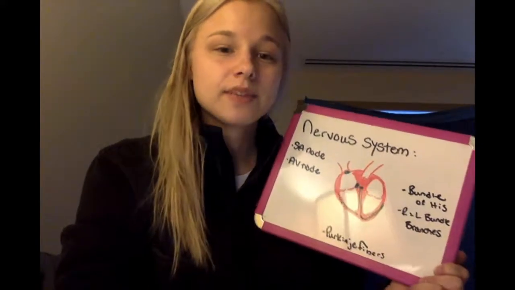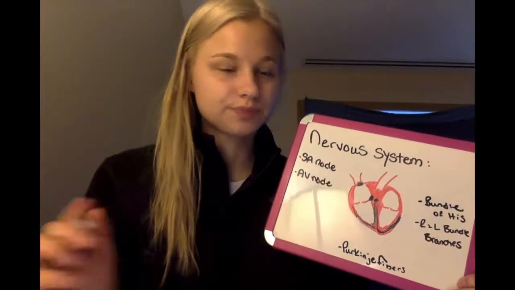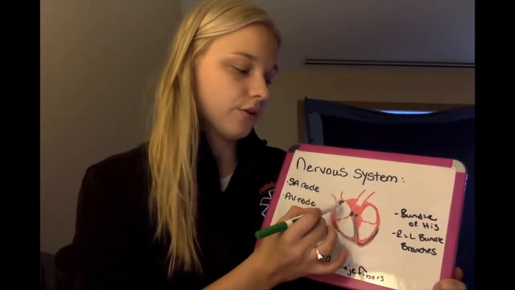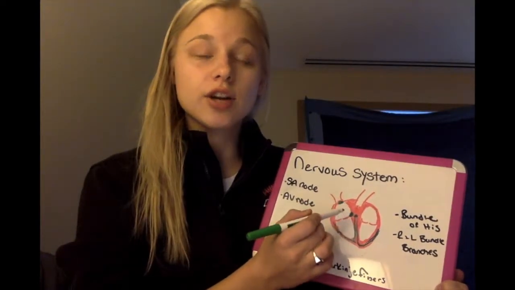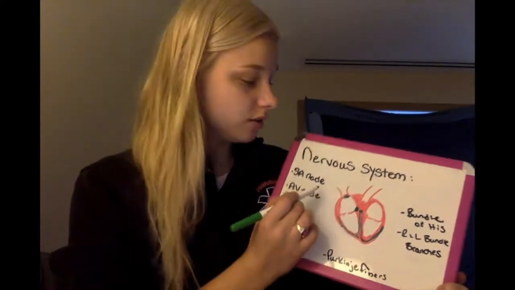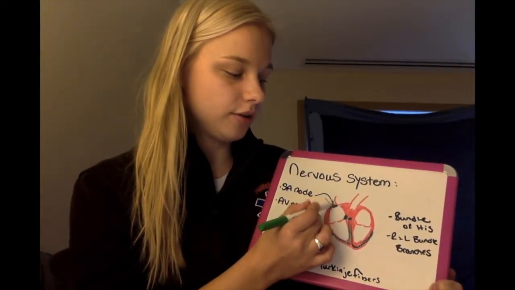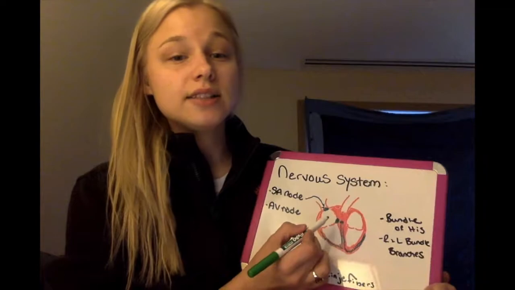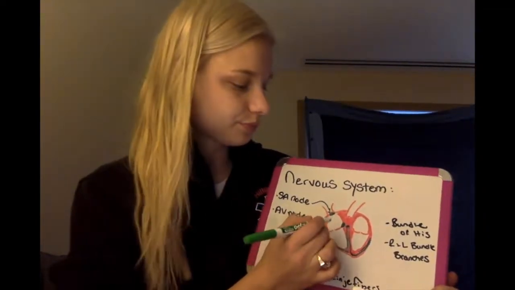So next we're going to talk about the nervous system of the heart. The heart has different nodes in it that control contractions of the heart. The SA node, this node, controls the contraction of the atria. So, stimulation comes through the brain and goes to the SA node. The SA node then stimulates the contraction of the atria.